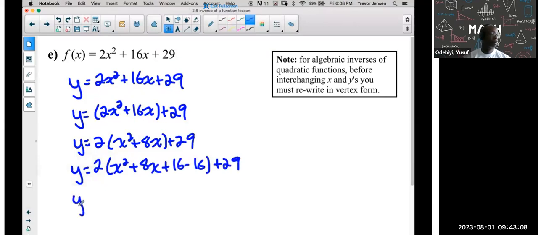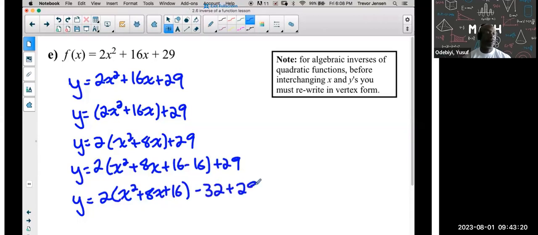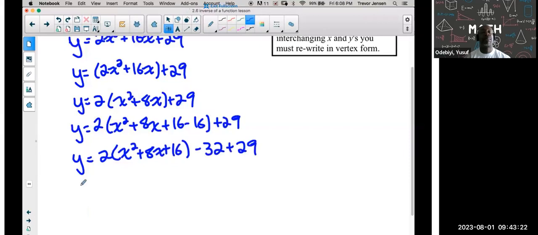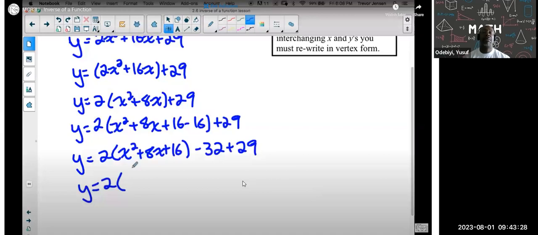And then we take the negative 16 out of the brackets so that all we're left with is a perfect square trinomial in the brackets. Take it out by multiplying it by the 2 that's out front, which gives us negative 32 plus 29. Inside the brackets, we have a quadratic. It's a perfect square trinomial. If we find the numbers that multiply to 16, add to 8, it's 4 and 4, so we could factor it out. Over here, this is how you do it, right?